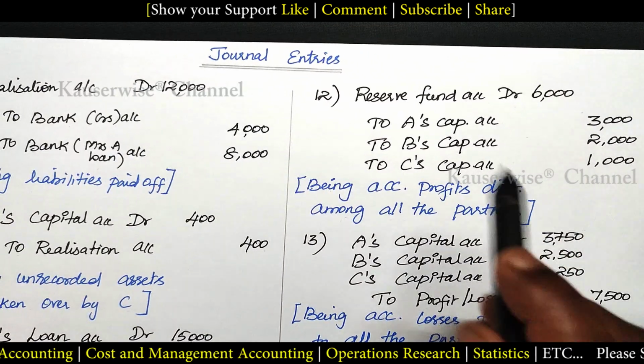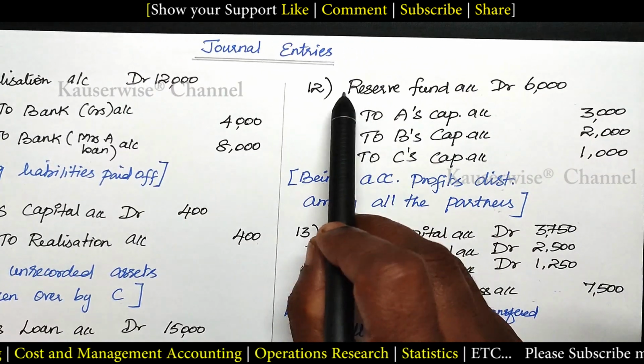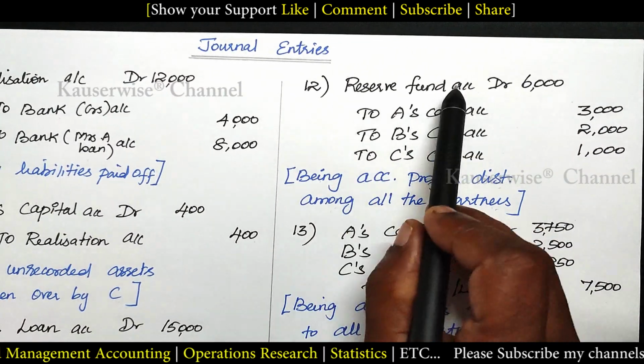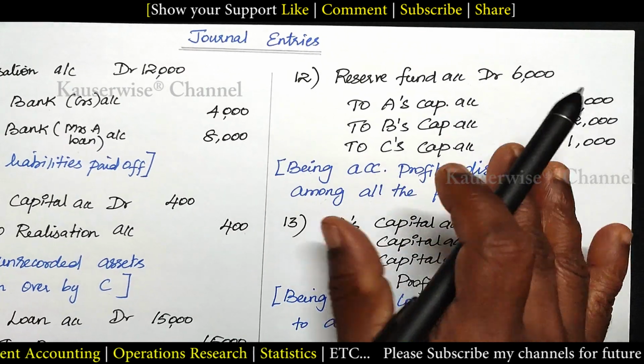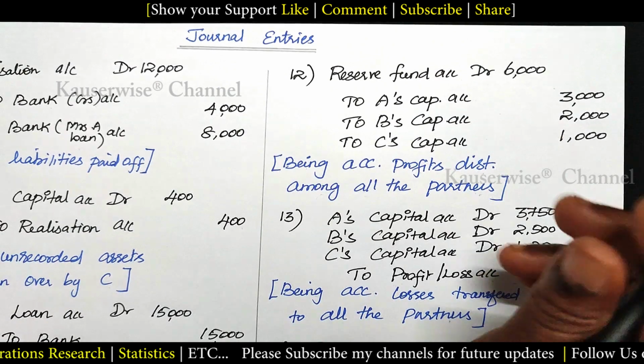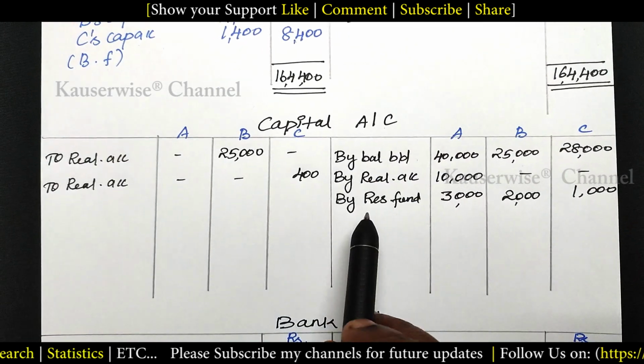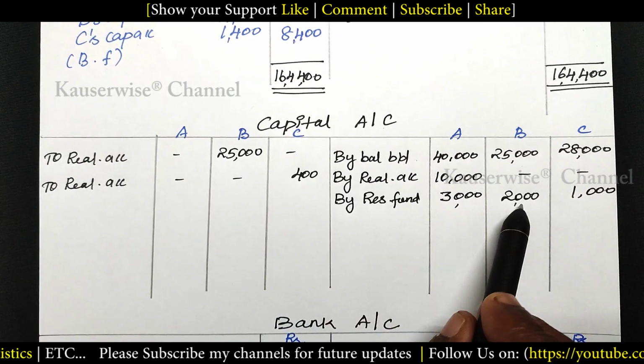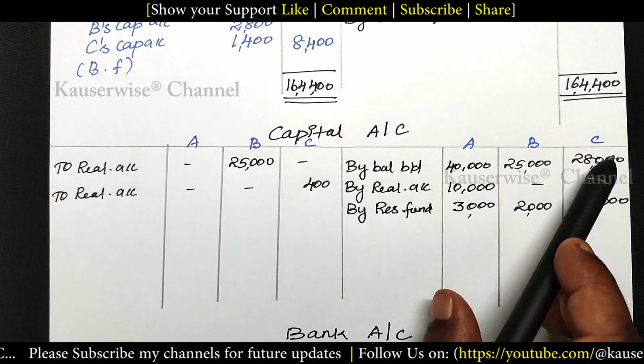See the 12th entry. This is the entry for transfer of accumulated profit. Okay. Reserve fund to all partners capital account. Under capital account, enter this amount under credit side. Okay. See the capital account. We have entered reserve fund 3,000, 2,000, 1,000 for all the three partners.